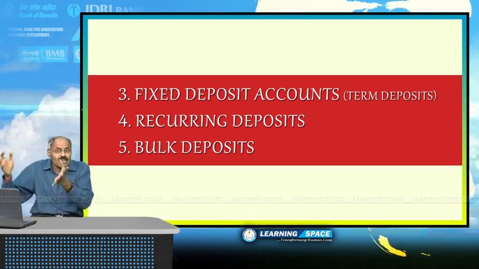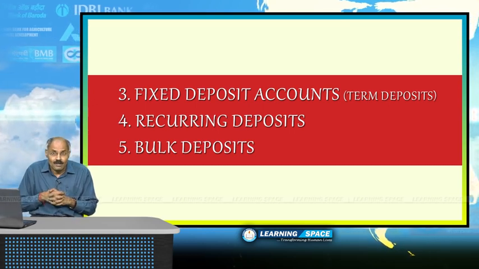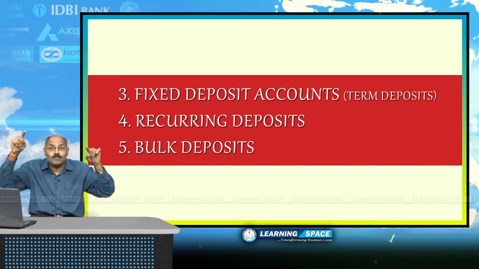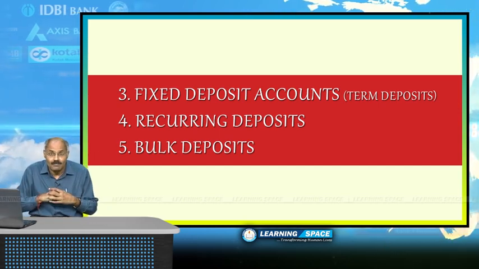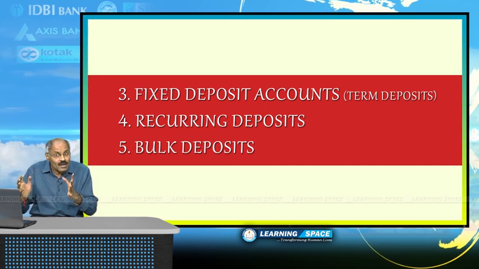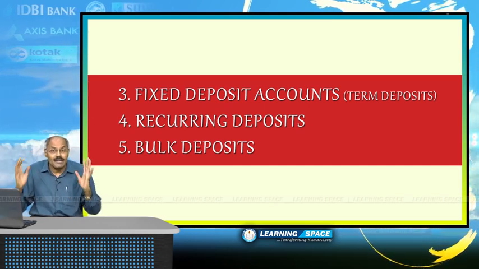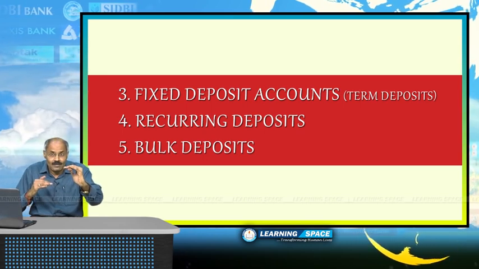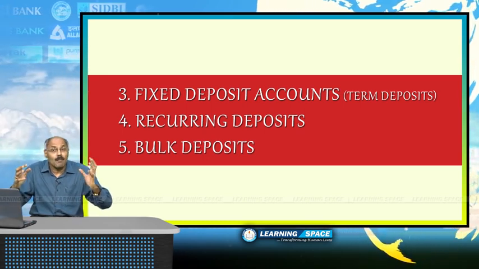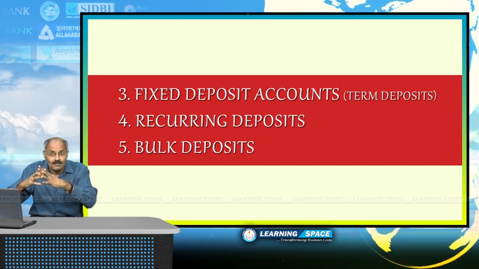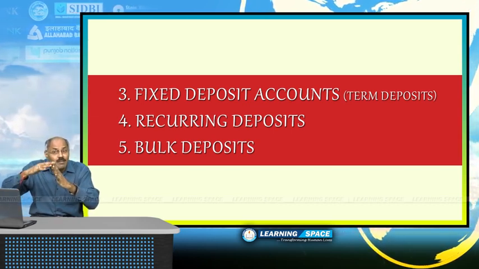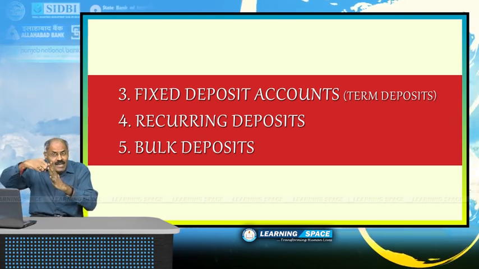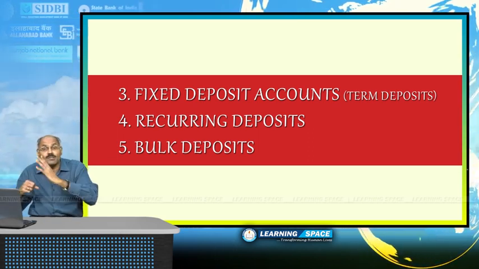The feature of these three types of deposits is that they are not payable on demand. They are for a specified agreed period between you and the bank. If you are depositing money for 6 months, your deposit will mature after 6 months. That means you can take your money after 6 months only.